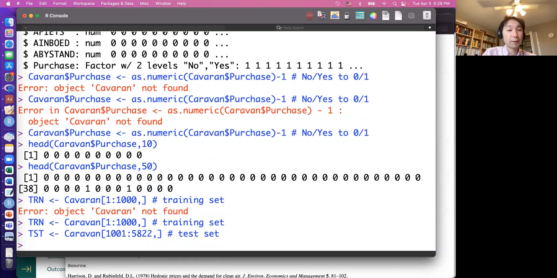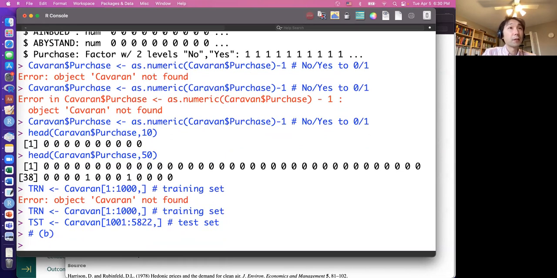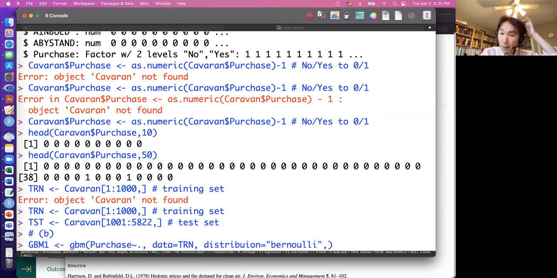So this is for A. And now we want to fit B, the boosting. So GBM, maybe we name it GBM1, and this is GBM of the purchase on all the variables, and the data is the training set, and the distribution is Bernoulli. Bernoulli is probably the default, so it's probably fine, but just to make sure. Last time we used Gaussian because that was a regression problem. So this is classification, and Bernoulli is the standard one.